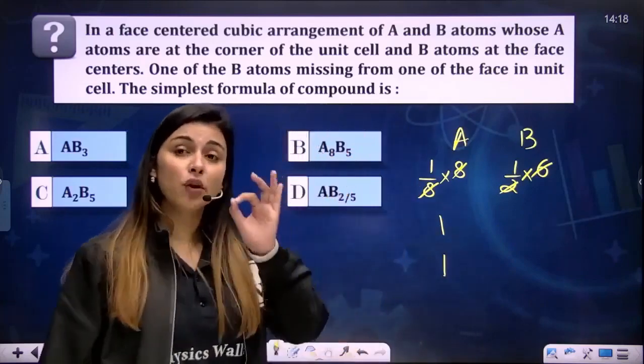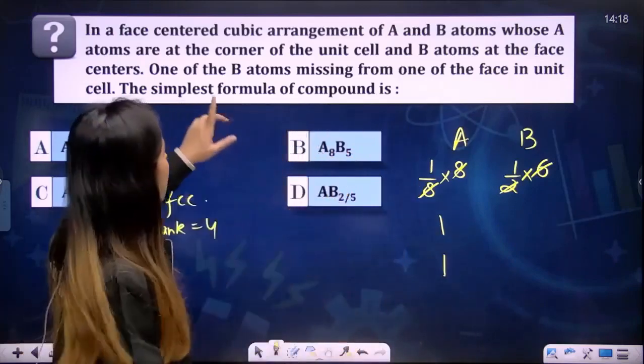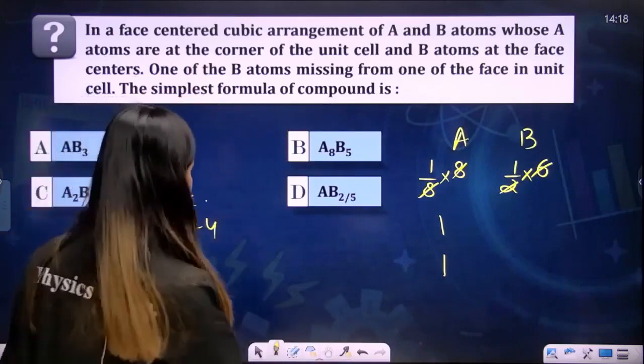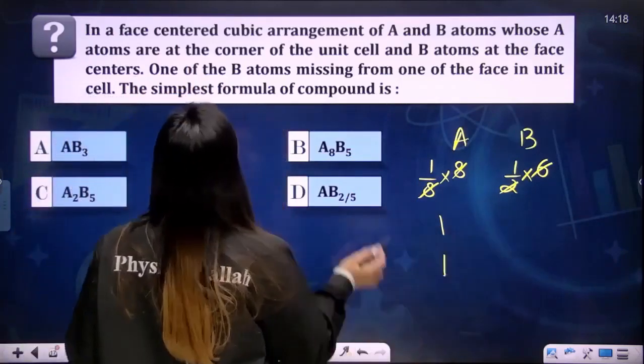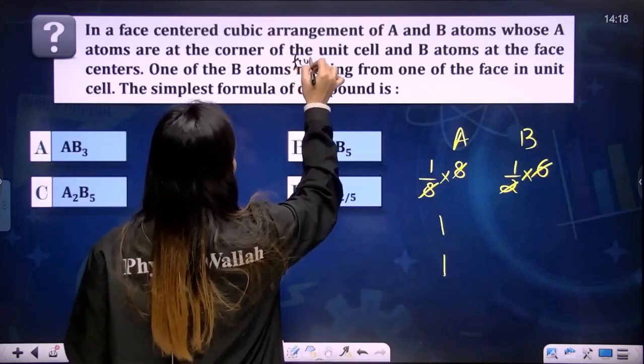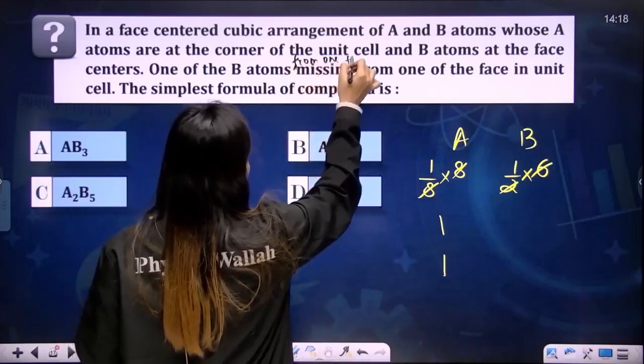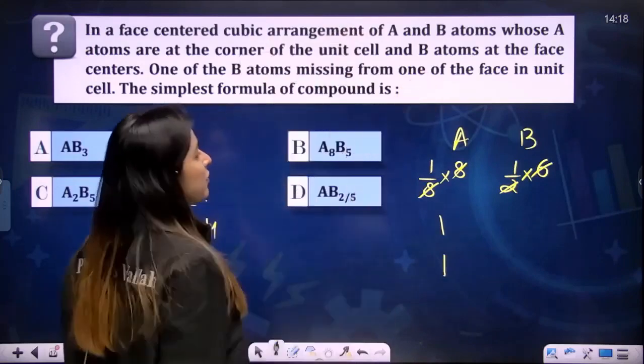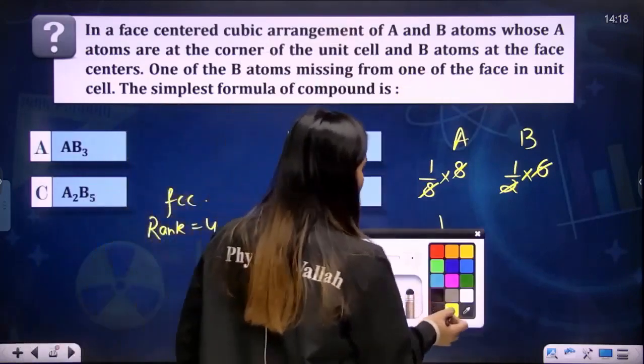Okay, no, only one atom is missing, not one complete atom. It is saying that from one face an atom is missing. The line should be B atoms, one of the B atoms from one face. Okay, it is written here, missing from one face. Okay, now let's try to understand this.